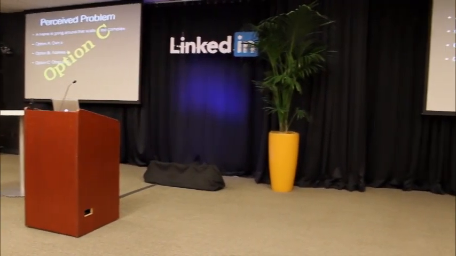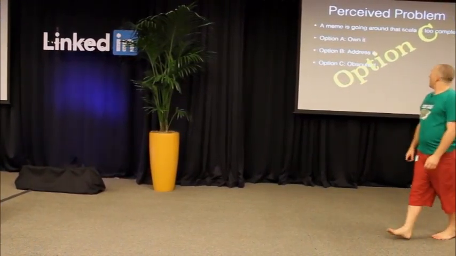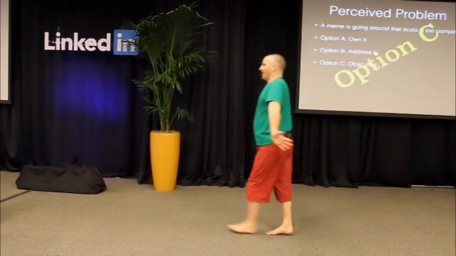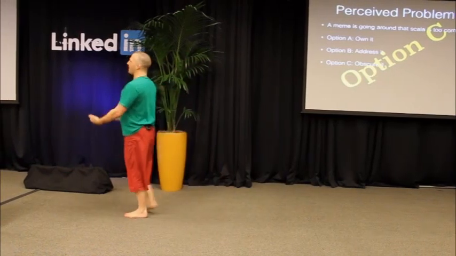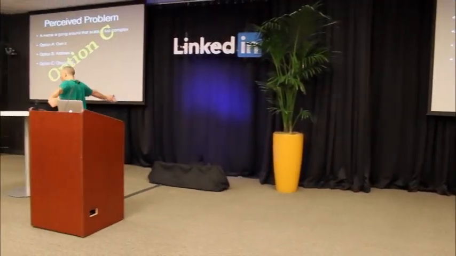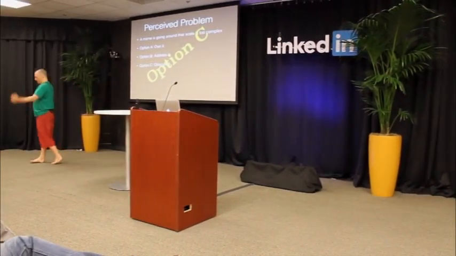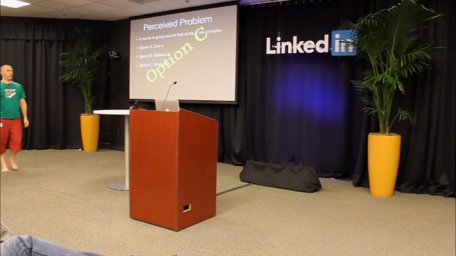So this, as I said, goes around from time to time. Well, there's three things we could do if people think Scala is too complex and we think that's a problem. We could own it. We could say, yeah, Scala is pretty darn complex because it has complex problems. So if you don't like complex, go away.